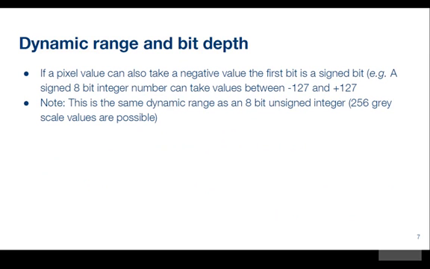Sometimes we need to store numbers that actually have a negative value. We can do that relatively easily in binary as well. We just use the first bit to represent the sign. Okay, and that then makes available, of course, we can only go up to values of 128, but we can have plus or minus 128. So it actually gives us a range of values between minus 127 and plus 127, which is still the 256 grayscale values.